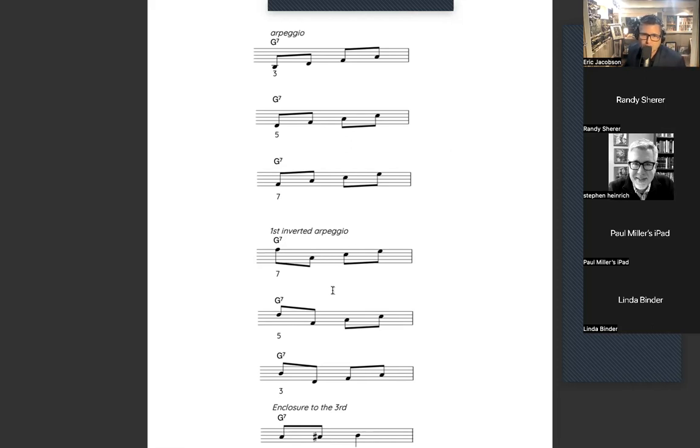So take a listen to what that sounds like on the 7th. I'll play it the normal way, going up. Now listen to it with the first note up an octave. So let's say I started on the 1 again and I went down to the 7th right away and I inverted, first inversion on the arpeggio.